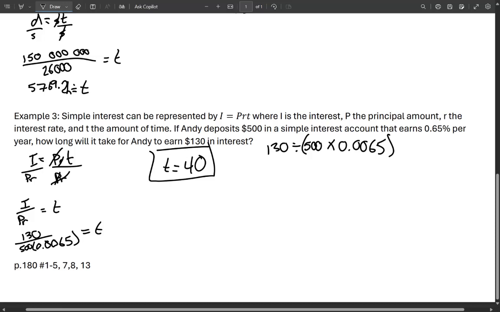Since this is a word problem, we also need a therefore statement though. So we're going to say therefore it will take 40 years to earn $130.